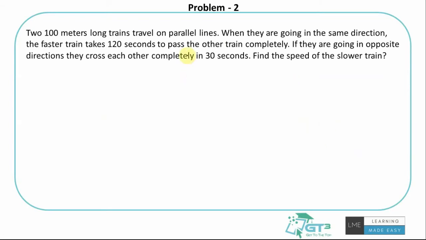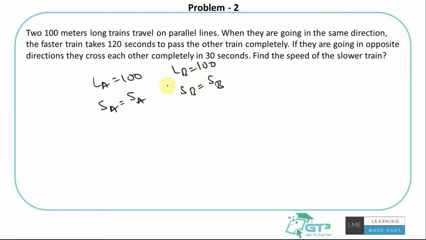There are two 100 meter long trains which travel on parallel lines. When they are going in the same direction, the faster train takes 120 seconds to pass the other train completely. If they are going in opposite directions, they cross each other completely in 30 seconds. So the length of train A is 100. Let's assume this to be the faster train. SA is not known to me. The length of train B is also 100 and SB is not known to me.